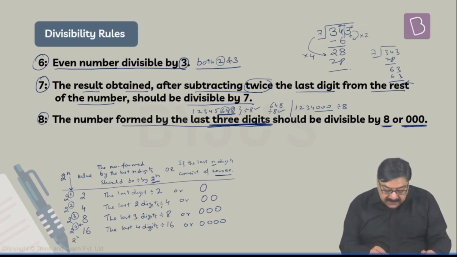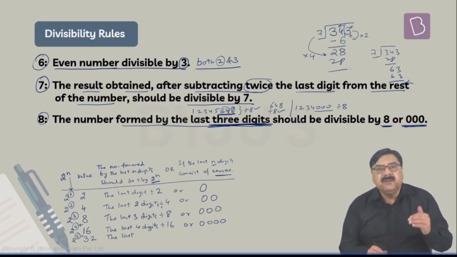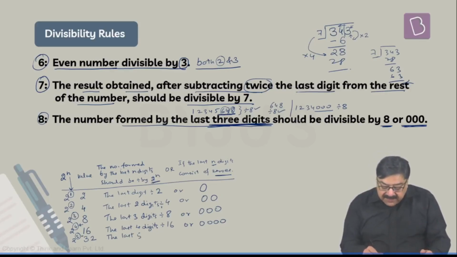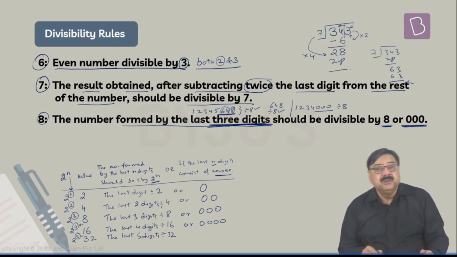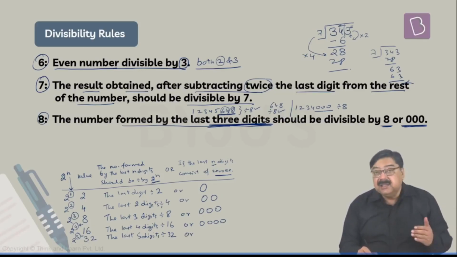Now 2 power 5, the value of n here is 5. What is the value of 2 power 5? It is 32. So the last n digits, what is the value of n here? 2 power 5, so the value of n is 5, the power. So the last 5 digits, whatever number they form, if that is divisible by 32, then the complete number will be divisible by 32, or n zeros.